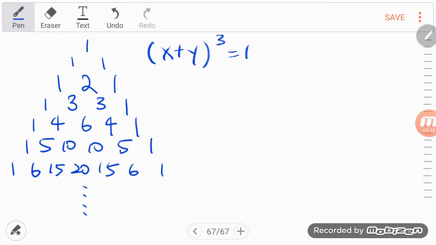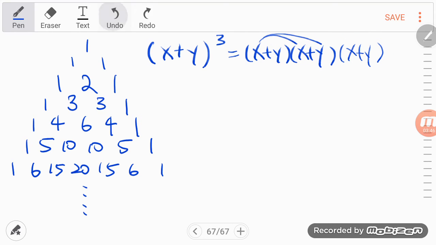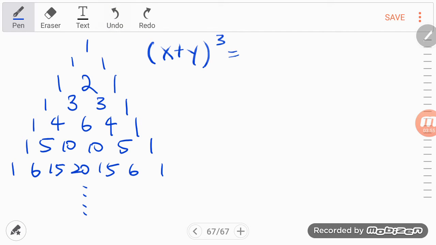So in the past, we would have to do this: (x plus y)(x plus y)(x plus y), and then expand each one of them one by one, you know, with the FOIL method. But I'm not going to do that. Instead, I'm going to use my Pascal's triangle to help me out.